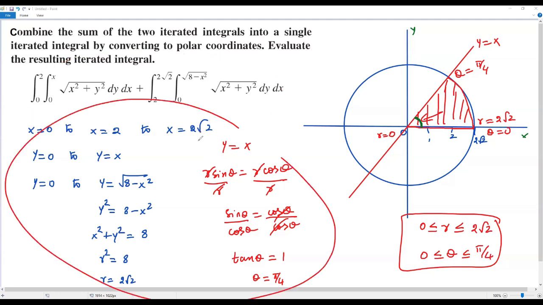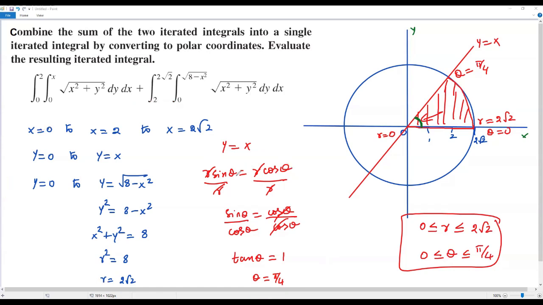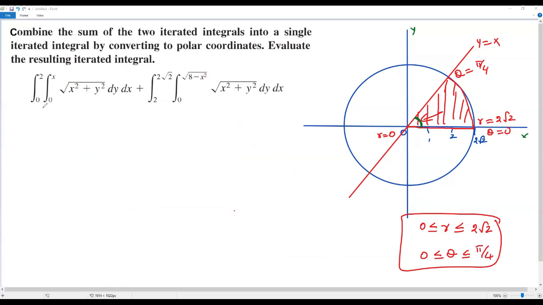Now let me erase the stuff over here and write the combined integral for the two iterated integrals, by converting to polar coordinates. When I convert the given variables to polar coordinates, instead of x and y, I must have r and theta. So when I write the combined iterated integral for the sum of the given two iterated integrals, the first integral has to be written with the limits of theta. We already have the limits of theta over here, that is 0 to pi over 4. And the second integral must be written with the limits of r. So the limits of r is 0 to 2 times square root of 2 in this region.